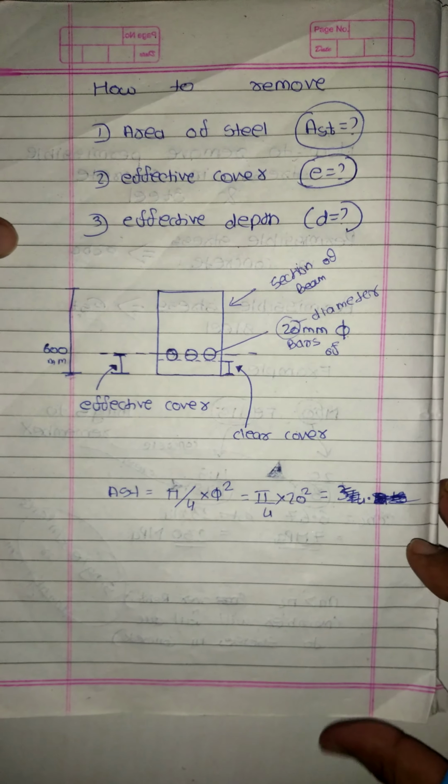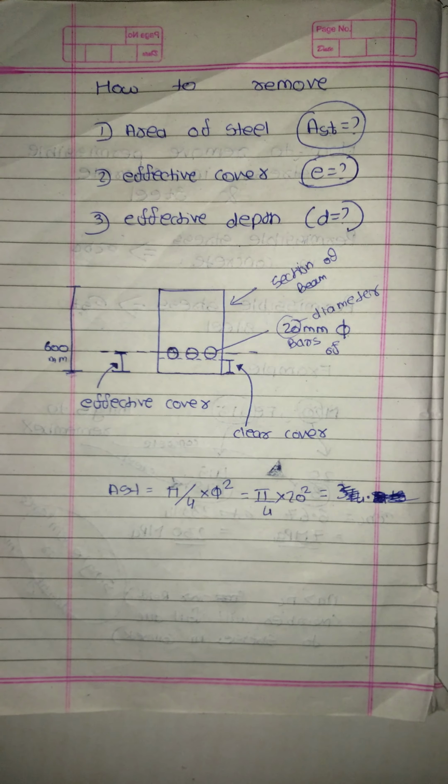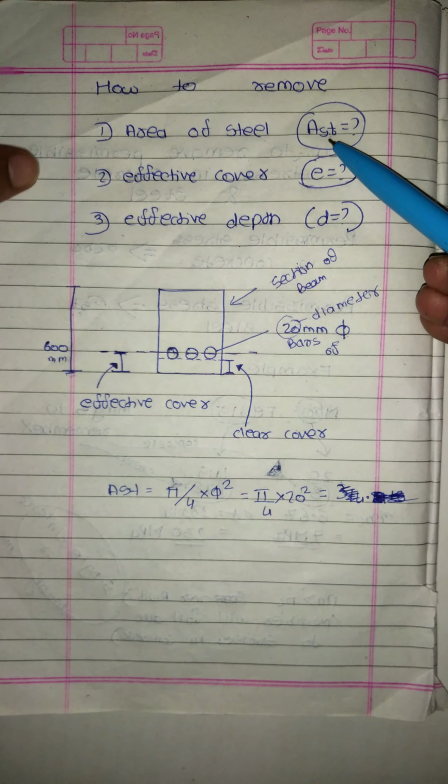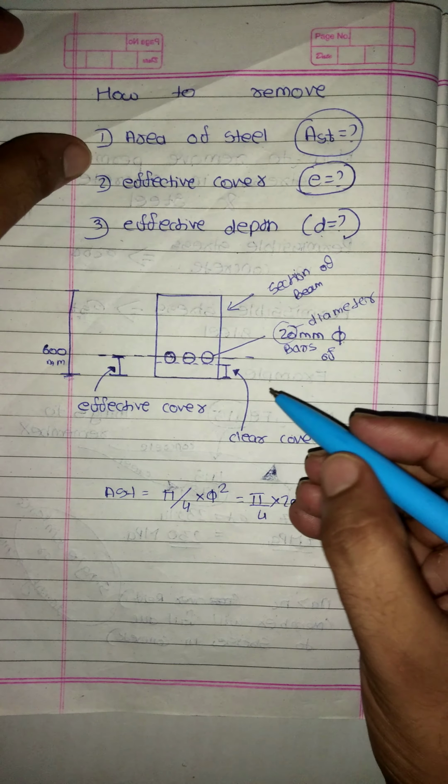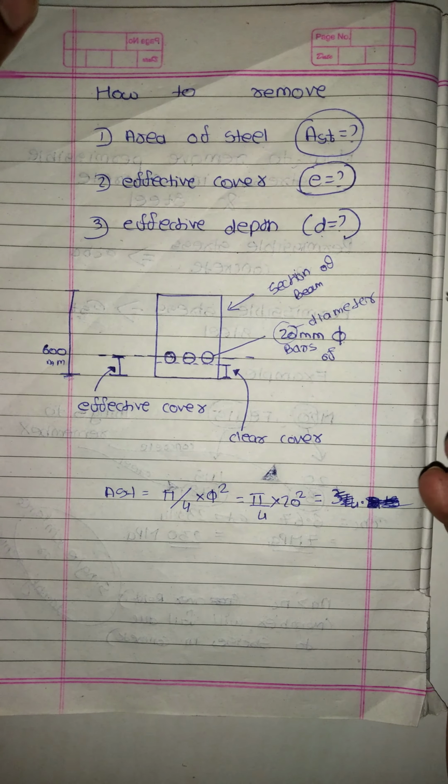Okay, friend, today we are here to learn how we can find the area of steel, effective cover, and effective depth. If a question in the theory of reinforced concrete asks you to find the area of steel, effective cover or effective depth, how will you find it? In this video you are going to learn about the area of steel, effective cover and effective depth.